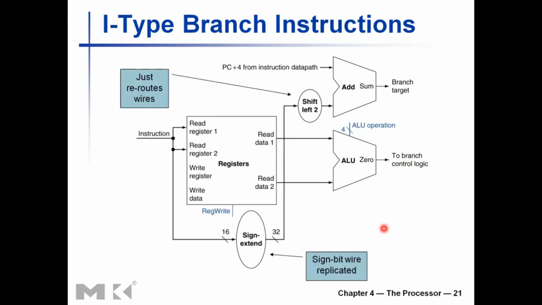So things to note here are the sign extension done on the immediate value, sign bit replicated, and then shifting the value to the left by 2. In order to do this shifting, you really don't need a barrel shifter or any shifting hardware. All you need to do is just reroute the wires.